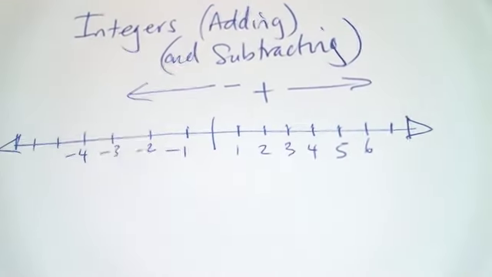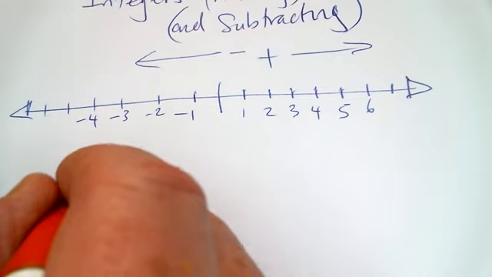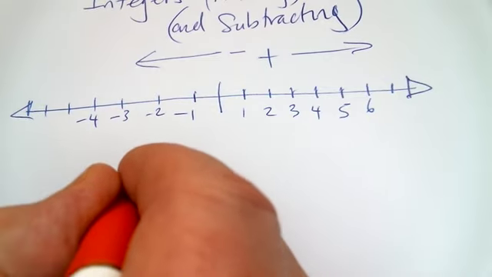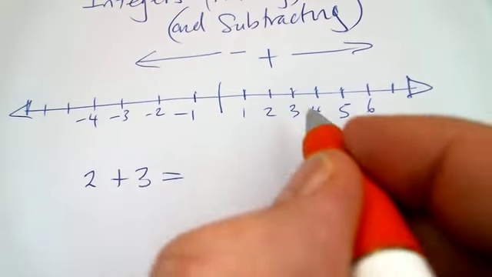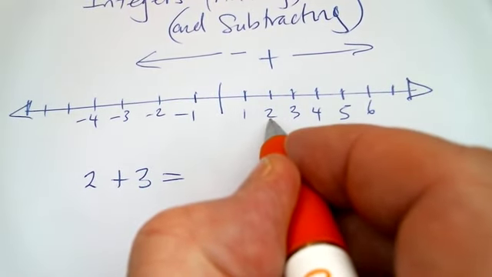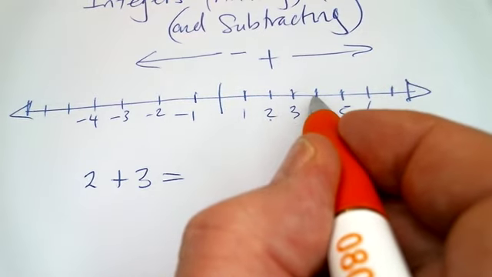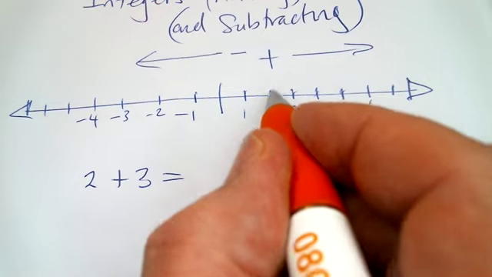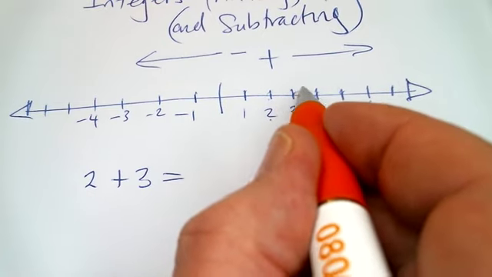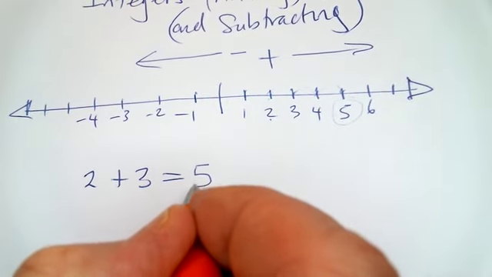So first of all, if we were just to use positive integers, so for example, I was to have 2 and 3, well, what's 2 plus 3? Here's my 2. And I've got 3 more in the positive direction. So I'm going to go 1, 2, 3. So 2 and 3 in the positive direction going this way, 1, 2, 3, gets me to 5. So we got 2 plus 3 is 5.